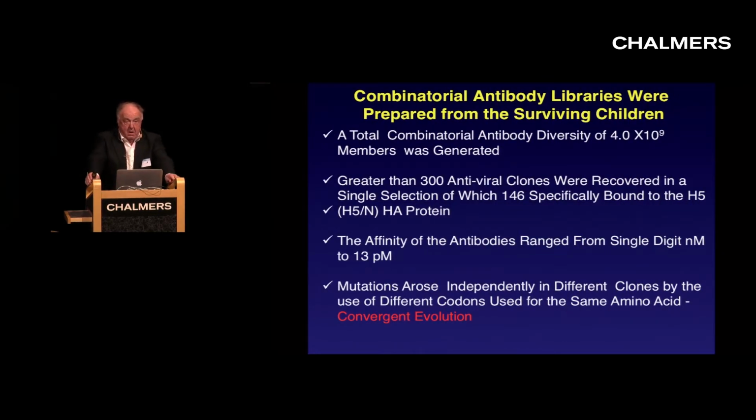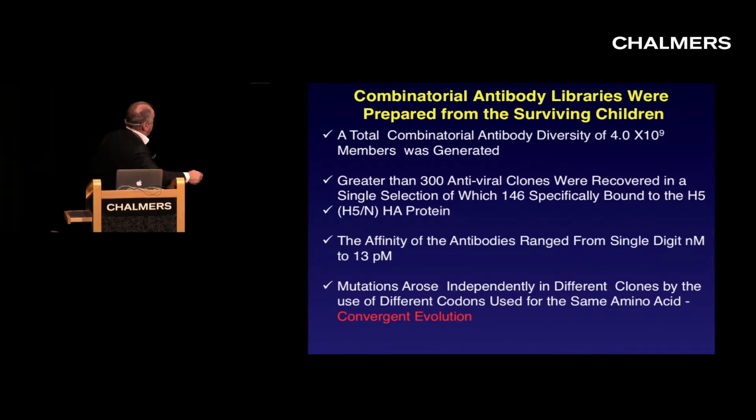So we were able, with a lot of difficulty, to get into Turkey and get bone marrow from the 6 children that lived. Why bone marrow? Because that's where the memory is. And it took us a little while politically to get in there with permission from Professor Lerner. From the 6 children, we made libraries. The total diversity was 4 times 10 to the 9th members, right? Greater than 300 clones were recovered in a single selection, that basically means one patient, of which 146 specifically bound to H5HA. Given the dynamics of selection, that means there's probably 10 times more in the bottle. But right now you've got 146 to work with.